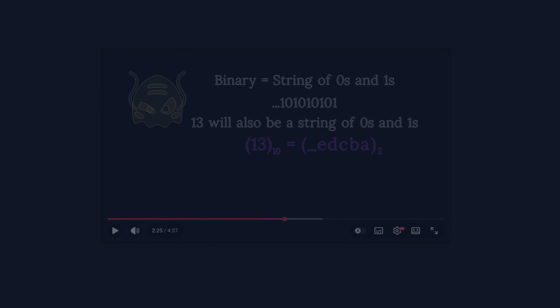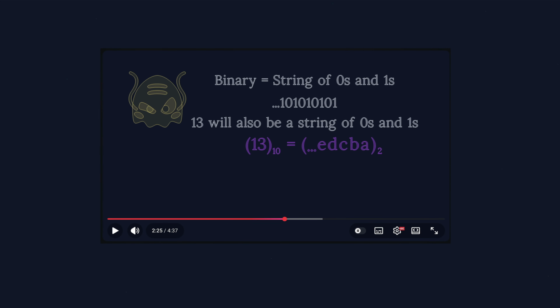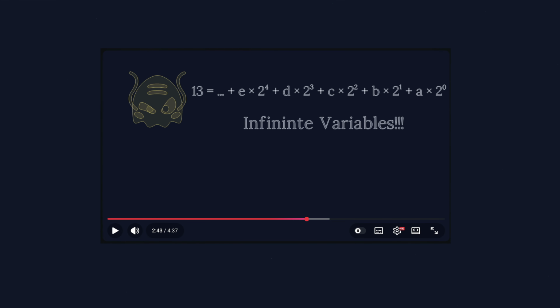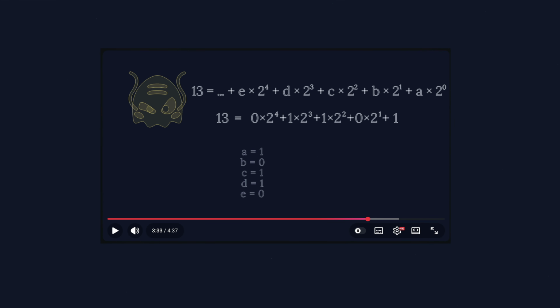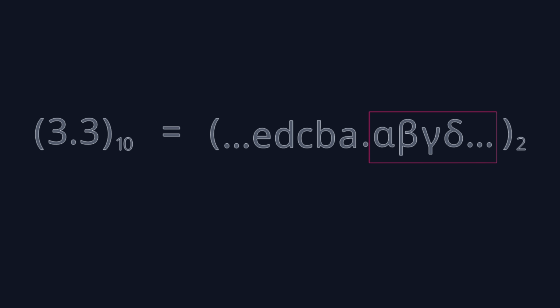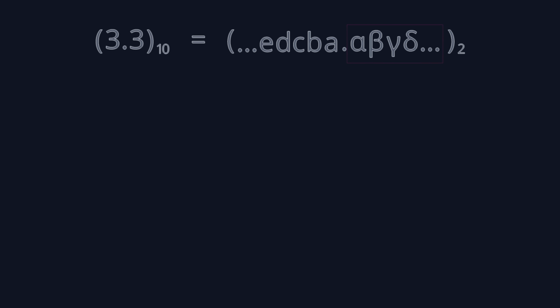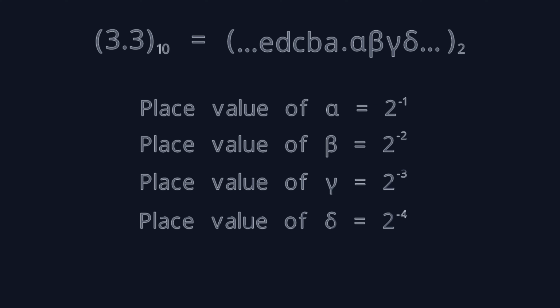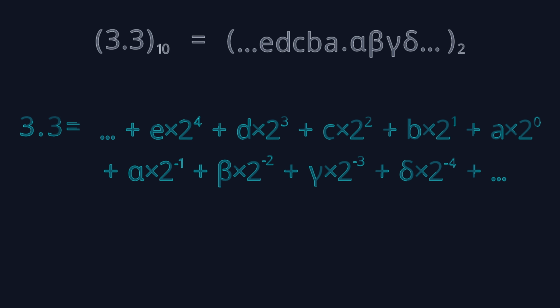In the previous video, we represented 13 as this, formed an equation and solved it for a, b, c, d and e. Today we will represent 3.3 as this. The only new thing we need to understand is the place values after the binary point. Just like in the decimal number system, where the place values after the decimal point are negative powers of 10, in binary number systems they are negative powers of 2. Using this, we can write this equation for 3.3.